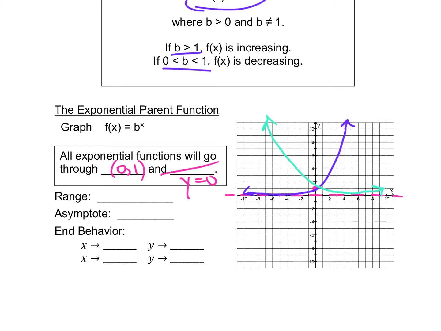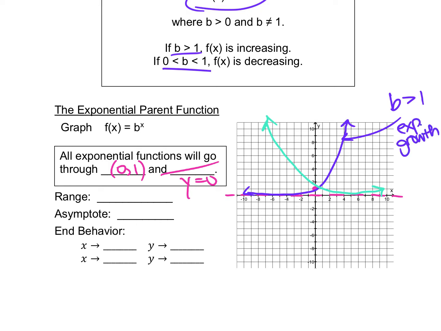So as we look at the exponential parent function, it goes to the point (0, 1). It has an asymptote at 0, which cannot be crossed. And it either goes increasing to the right, this one right here. I'll draw an arrow. This is your base larger than 1. If you remember this from last year, we call this exponential growth. This one over here is where your base is between 0 and 1, and we call that exponential decay.